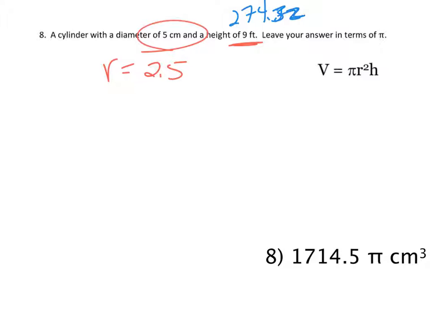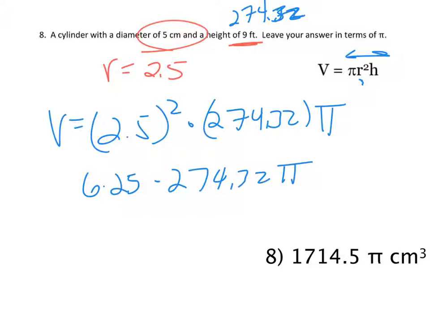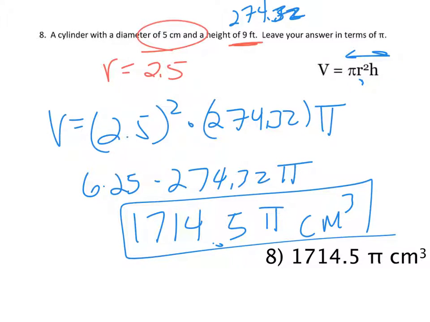So we have the radius. So volume is 2.5 squared times 274.32 times pi. You can move the order of these around. Just make sure you always square that radius there. So 2.5 times 2.5 is 6.25. So 6.25 times 274.32 pi. So times 274.32 is 1714.5 pi centimeters cubed, again because it's volume, so it's cubed.